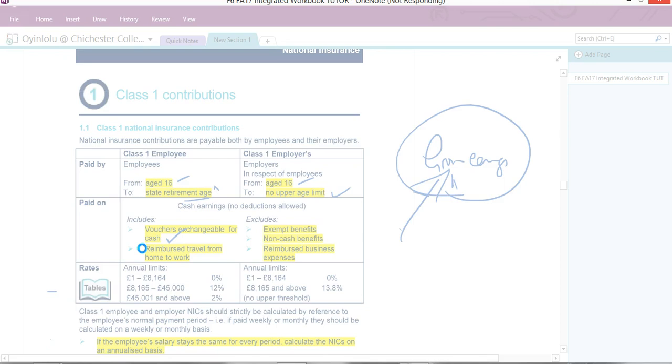That excludes, while that is settling, any exempt benefits. We will come and look at that. Non-cash benefits will surface and be treated under the Class 1A national insurance.